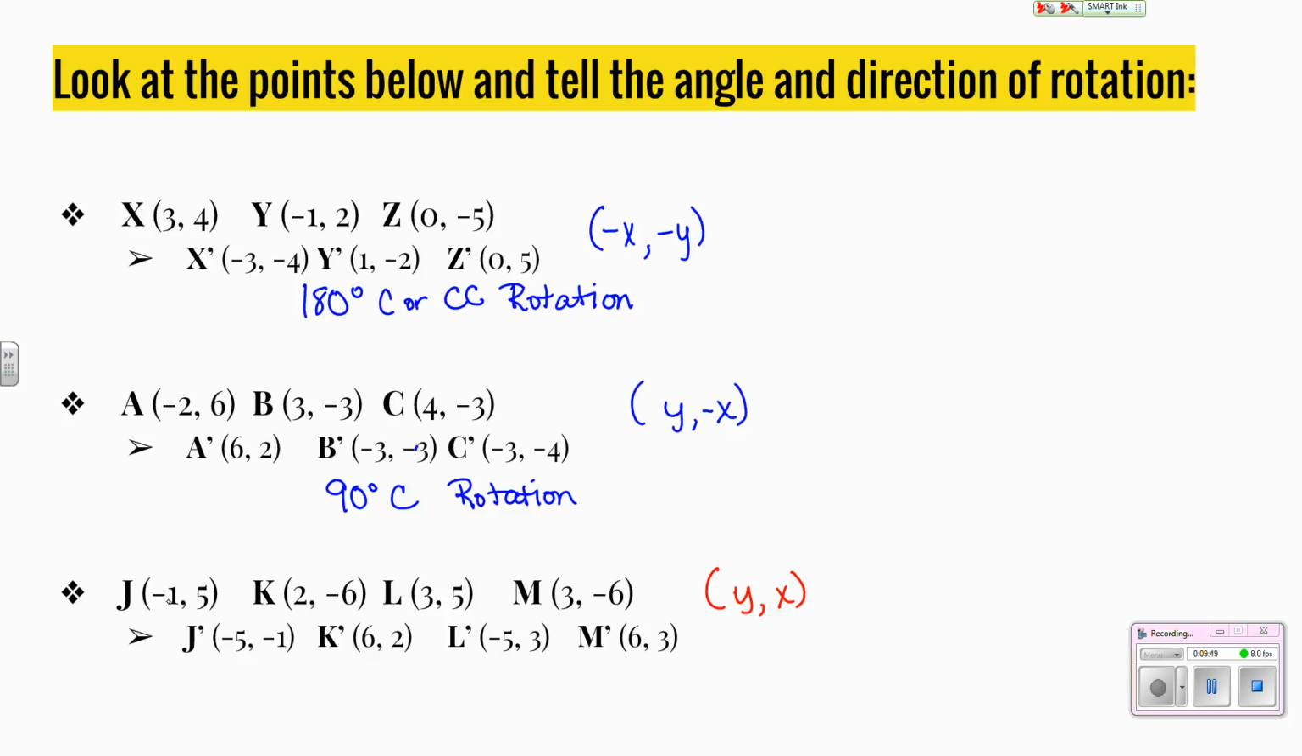Did my x change signs? -1, -1, excuse me, 2, 2, 3, 3. My x did not change signs, but my y has. 5 became -5, my -6 became +6. So this is the one that has changed signs. And so predict which rotation that's going to be. Okay, so here's which one you should have put: 270-degree clockwise, or you may have written it like this, a 90-degree counterclockwise rotation.